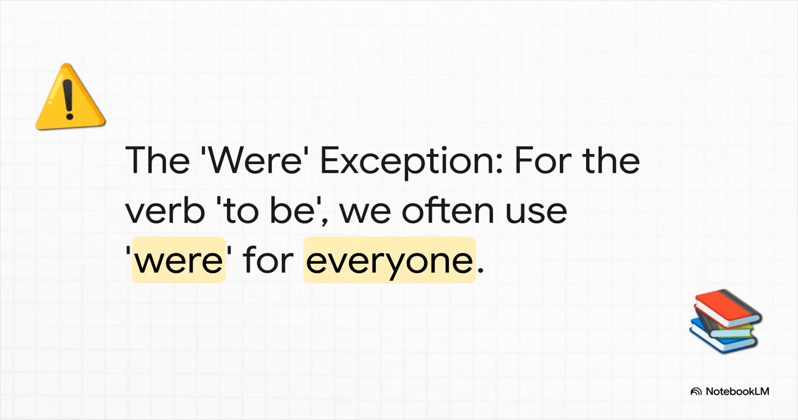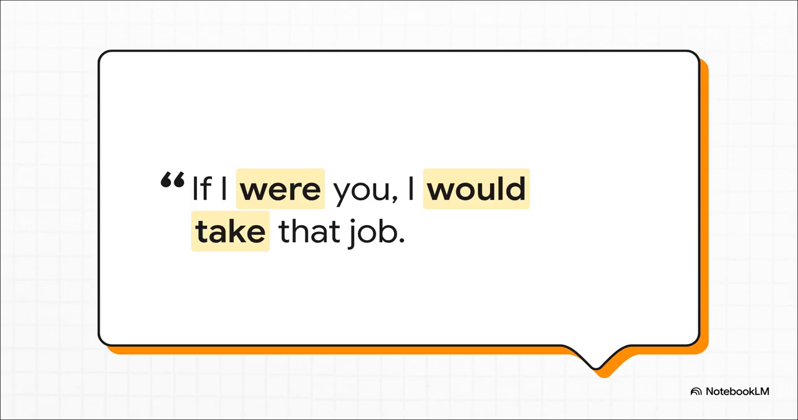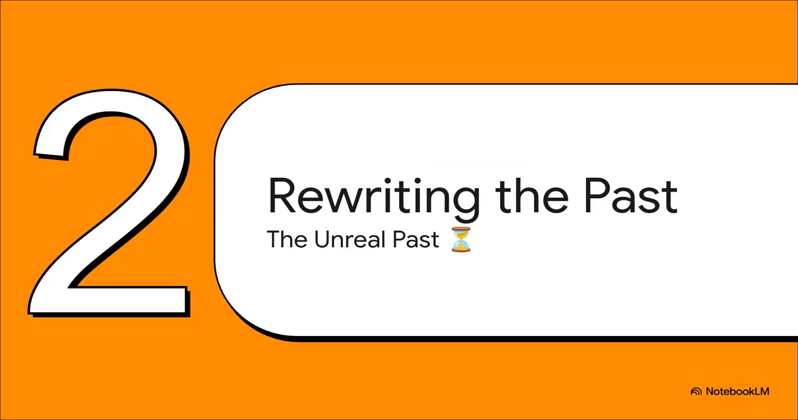Now, there is one little quirky rule you gotta know about. When you're using the verb to be in that if clause, we pretty much always use were. For I, he, she, it doesn't matter. It's like a secret code that tells your listener, hey, we're in dreamland right now. For instance, the classic phrase, if I were you, I would take that job. I mean, I can literally never be you, right? So using were makes it super clear this is just some friendly, hypothetical advice. Okay, so that's how we dream about the present.